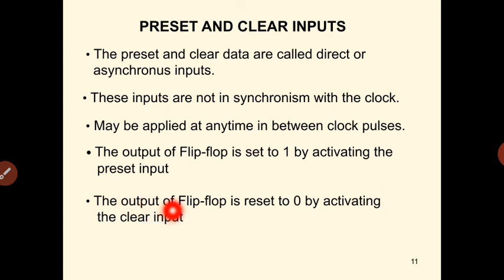Whenever you are activating the clear input, the output of the flip-flop will be reset to 0 irrespective of its input combinations as well as the application of clock pulse. Whether the clock pulse is applied or not, whether you are applying any combination of inputs, if the clear input is enabled, then the output of the flip-flop will be equal to 0. That is the advantage of preset and clear inputs, which are called direct inputs or asynchronous inputs.